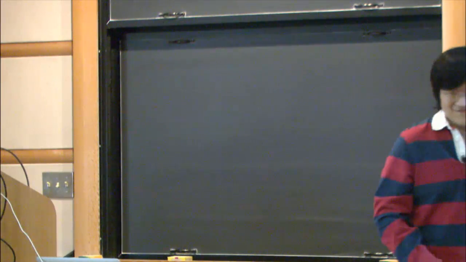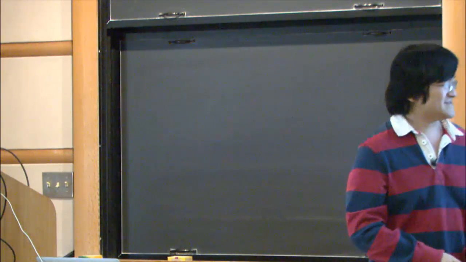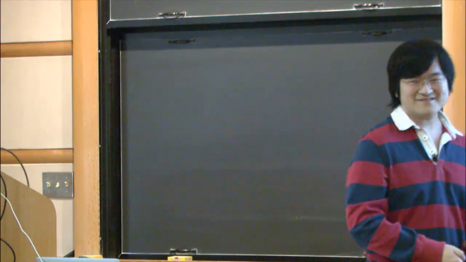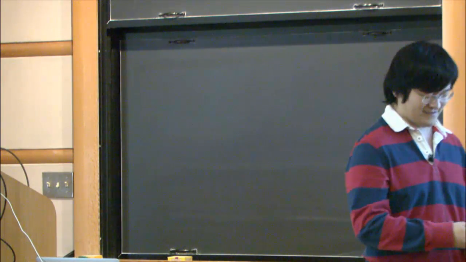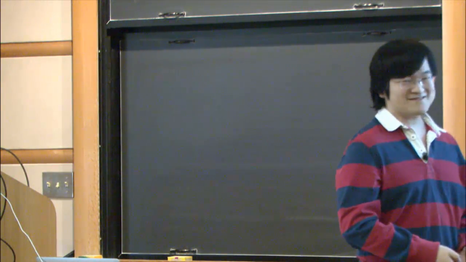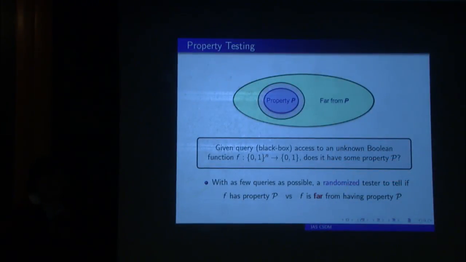So we're going to talk about monotonicity testing and the property testing problem about monotonicity. I think most people in the room are familiar with the model of property testing. I'll just go through it very quickly so that we're on the same page about the notation. So we have a property here. It's a property about Boolean functions. And we want to know whether an unknown function has this property or not.